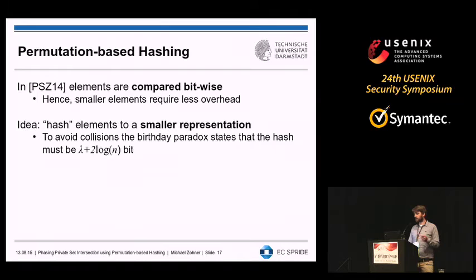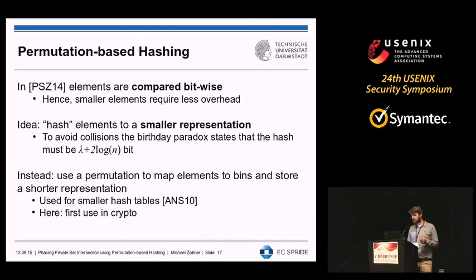So what one might first think is that we can simply take the elements, hash them, and use a shorter representation. However, due to collisions and due to the birthday paradox, we actually need to make the output hash quite long, which is around the order of 2 times log n plus 40 bits, which is often longer than the actual input elements. What we did instead was to use a permutation and thereby use the permutation to map the elements into one specific bin and then store a shorter representation of the element in that bin.